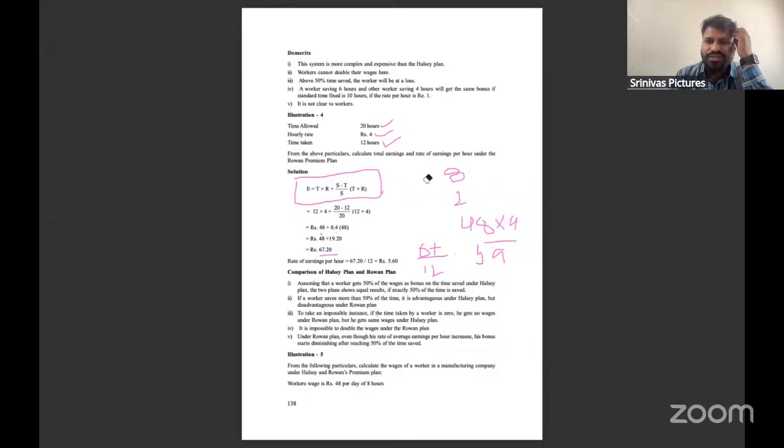So here what you understand? Simply allowed time is equal to how much? Actual time how much he taken? What is the saving time? On saving time we are going to give the incentives. This is the one method. This is the row one.